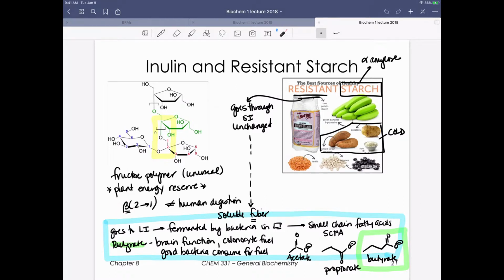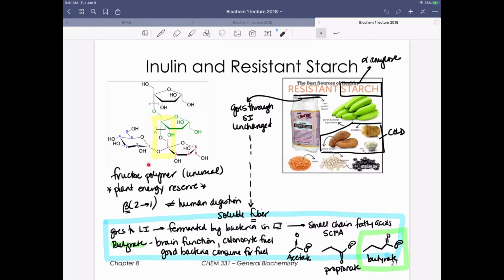And because we've got this beta linkage, it's not digestible by us. So basically, these go through our small intestine fairly unchanged. And so this is what we refer to as soluble fiber. It's not the bulk fiber like we have with cellulose. So this is a soluble fiber, and we call this resistant starch. Resistant starch is something that is not able to be changed in our intestinal tract.